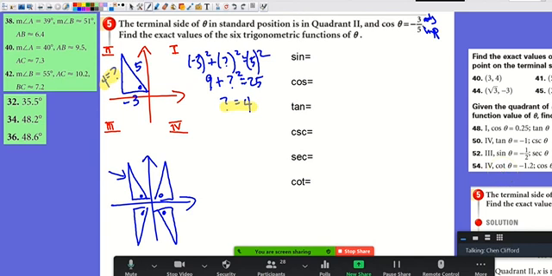Sine is going to be 4 over 5. Cosine is -3/5. That's given. Tangent is -4/3. Cosecant, you basically just flip sine. Secant, you basically just flip cosine. Cotangent, you basically just flip tangent. Okay, and you're done. That's basically it.